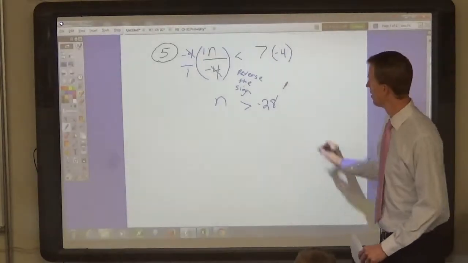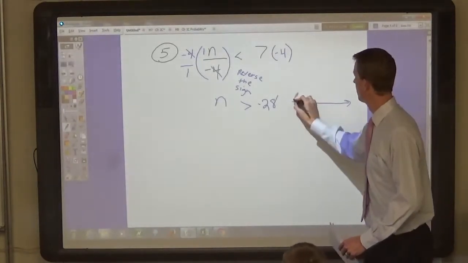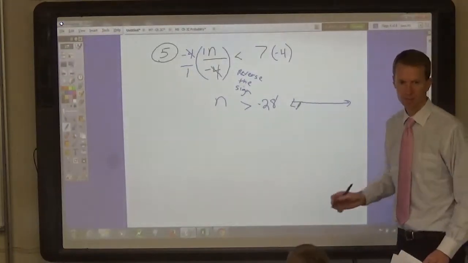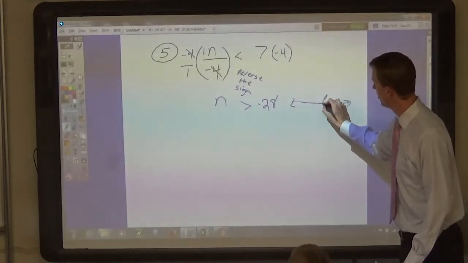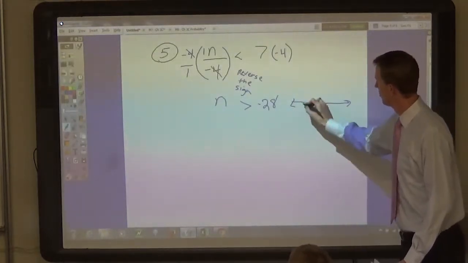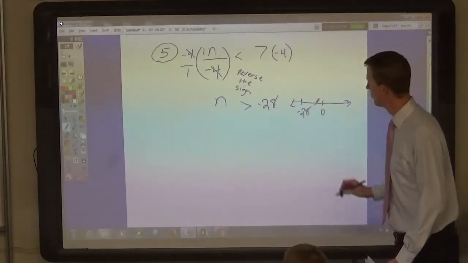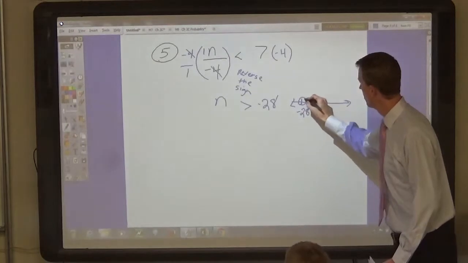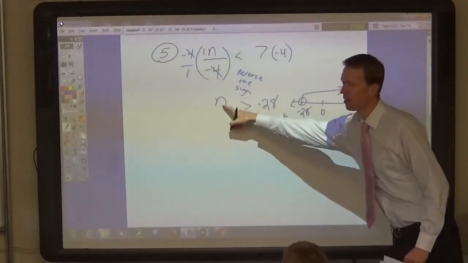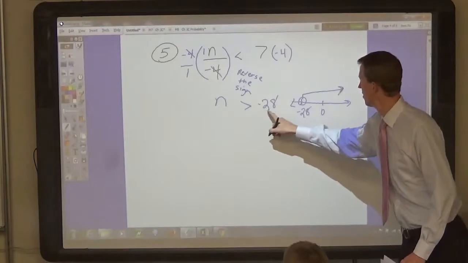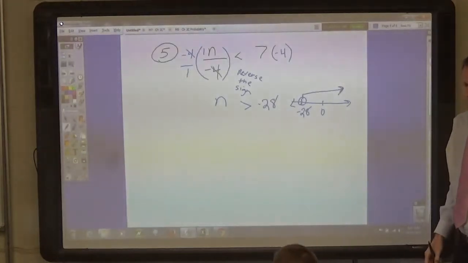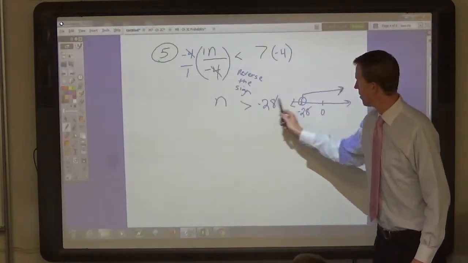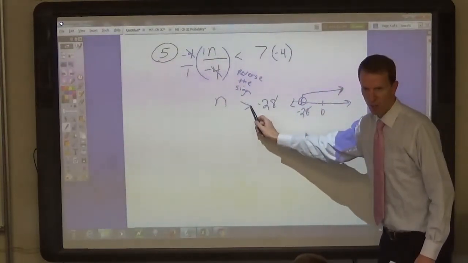Okay. Graph this. Sam? How do we graph this? You put a 0, and then -28, and then you put an open dot, and do it to the right, because n is greater than -28. When the variable is first, you can shade the same direction as the arrow is pointing.